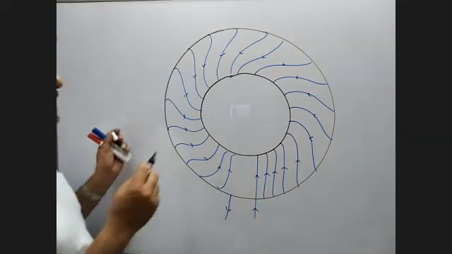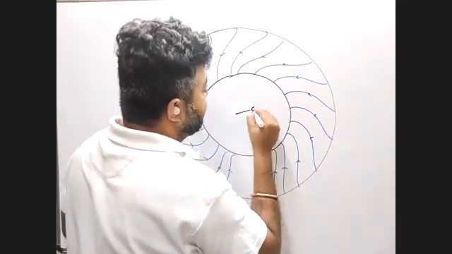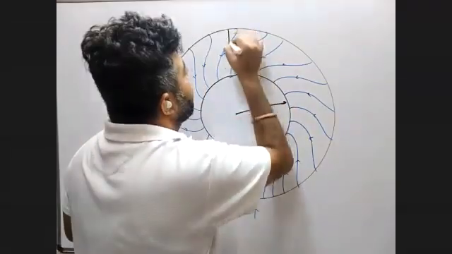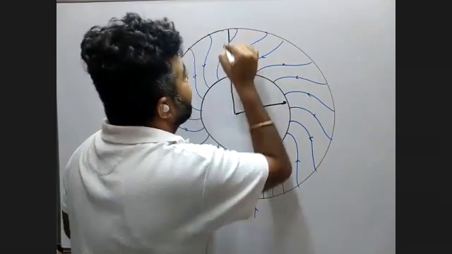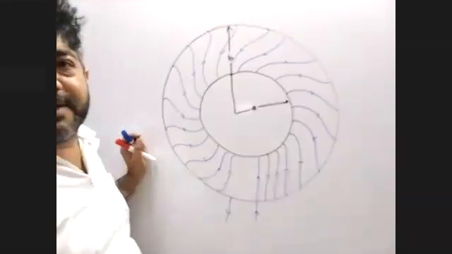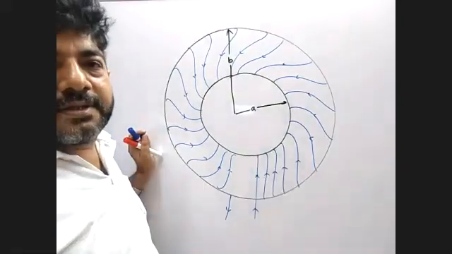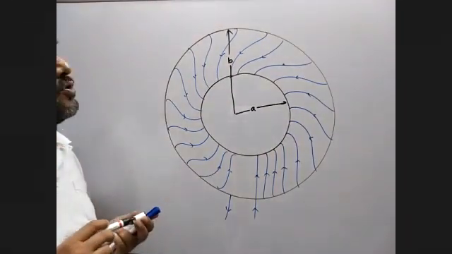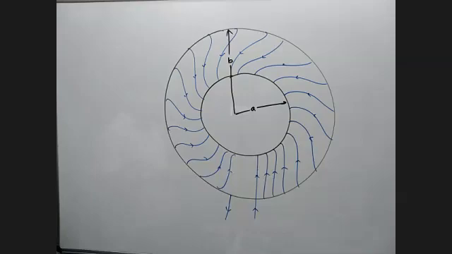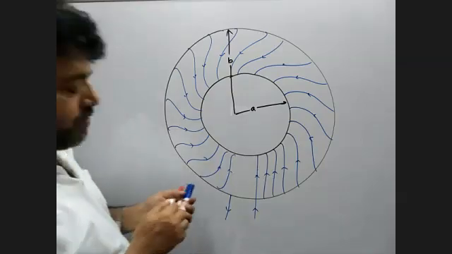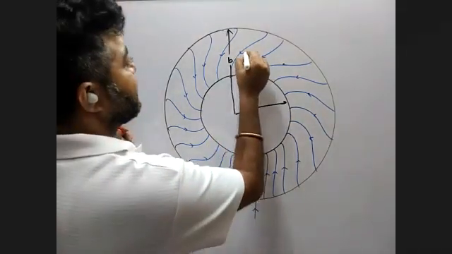So let this be the center, this is the inner wire. So A is the inner radius, B is the outer radius. So we can take an average radius, this one.